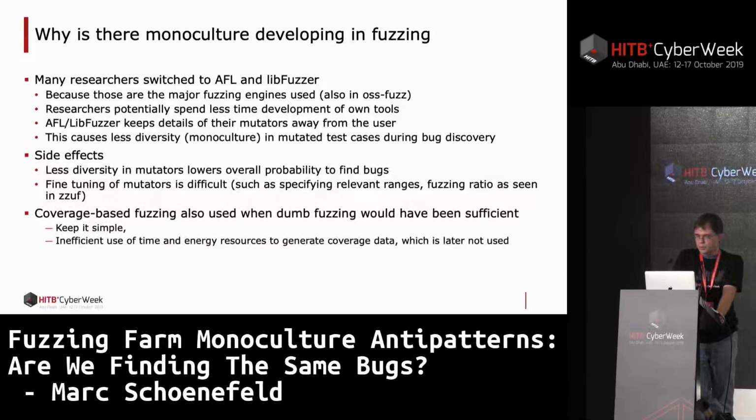Coverage-based fuzzing is also used when dumb fuzzing would have been sufficient. If you have shallow bugs, which would have been found by simple mutation fuzzing, you still have the overhead of collecting all the coverage data, choosing which is the best next path, and all these things, even if the next bug is just one bit flip away. So sometimes it's an inefficient use of time and energy resources to generate coverage data which is later not used.